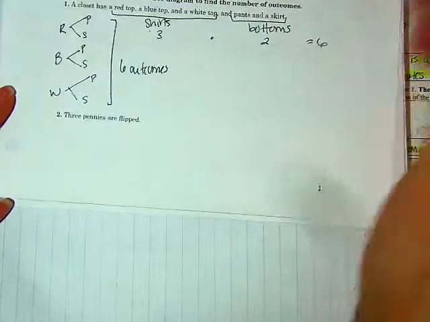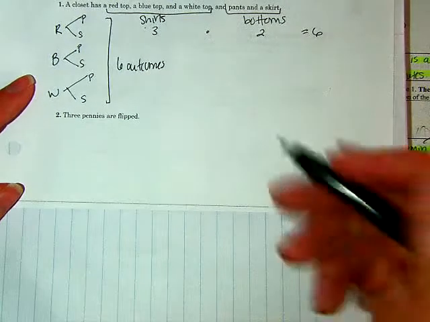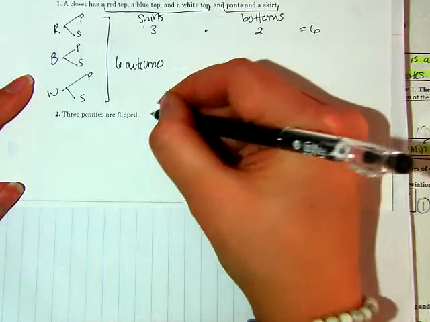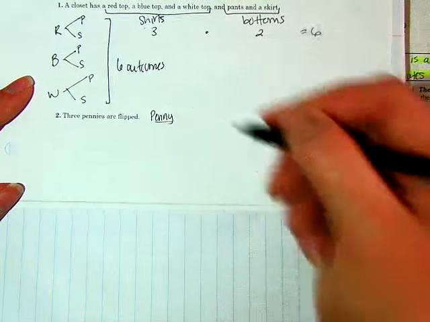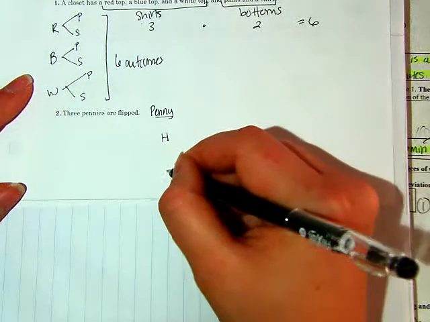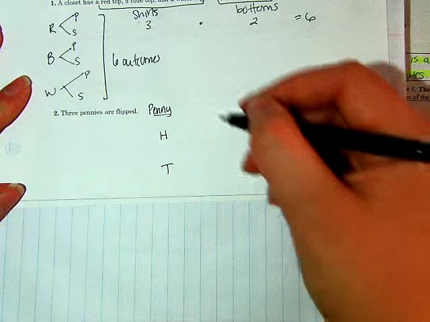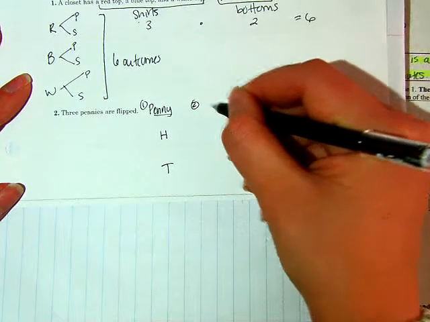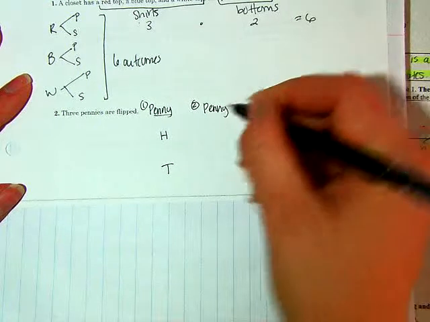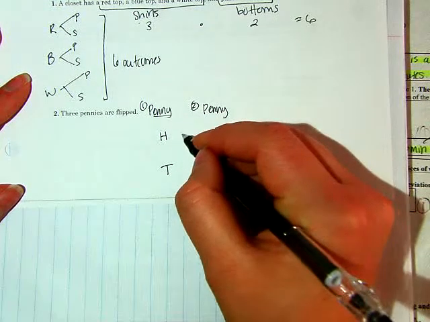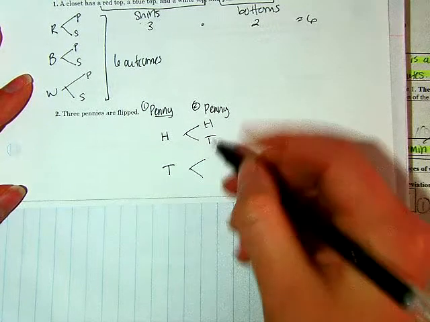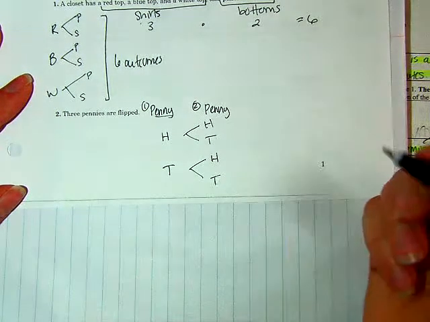3 pennies are flipped. This one gets a little tricky, so try to give yourself some space here. If you think of 3 coins, for the first penny, what could you flip? Well, you could flip heads, or you could flip tails. Let's say you flip another penny. This is our first penny, our second penny. The options after we flip this one would be heads or tails. If I flip tails the first time, I still only have heads or tails.